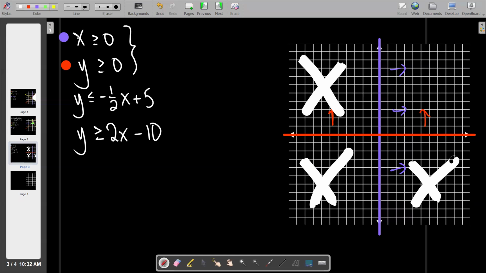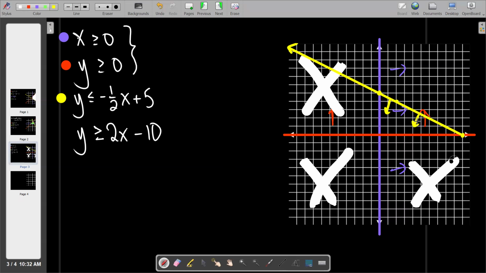How about the third one? How about this yellow fellow? How do I start that? You go up 5. Absolutely. And you go down 1, right 2. Again, solid. No need to worry about that. Where would we shade relative to this boundary? Down. So we can see now that the shape has taken some form.